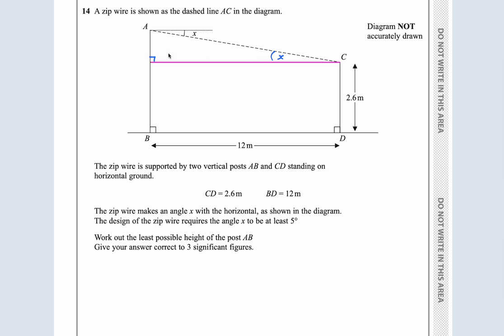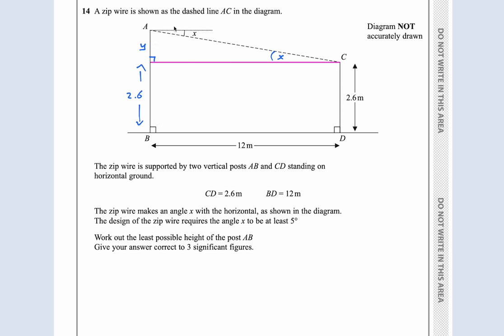This is 90 degrees. And this length is 2.6, just from here to here. And this length we don't know, and this is actually the length we need to find. We need to find this length and add it to 2.6, because the post is A to B. So let's call this H. Actually, let me just call it y, guys, so as not to confuse you. H would be the full height of the thing. So how are we going to get y?